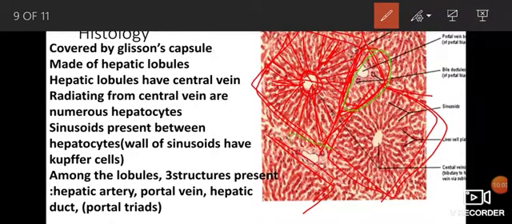If you examine the space, you can see three structures present there. These three structures are, one a branch of the portal vein, another a branch of the hepatic artery, and the third a branch of the hepatic duct. So these three structures constitute the portal triad.